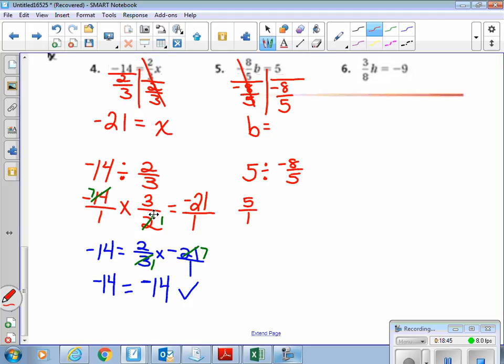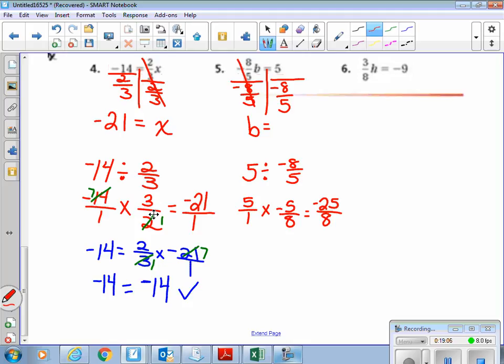That's my keep. My change from division to multiplication. And the reciprocal of negative 8/5 would be negative 5/8. Looking diagonally, I don't have anything to cancel out here, so I'm going to multiply straight across. 5 times negative 5 would be a negative 25. And 1 times 8 would be 8.